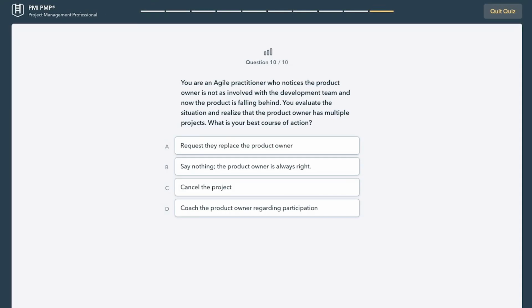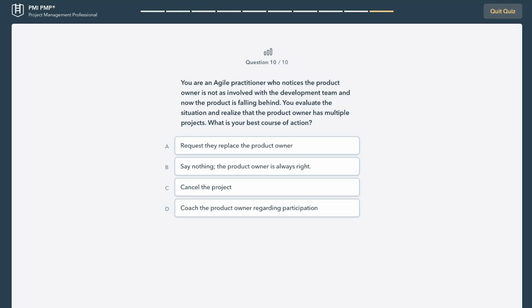You are an agile practitioner who notices the product owner is not as involved with the development team, and now the product is falling behind. You evaluate the situation and you realize that the product owner has multiple projects. What is your best course of action?